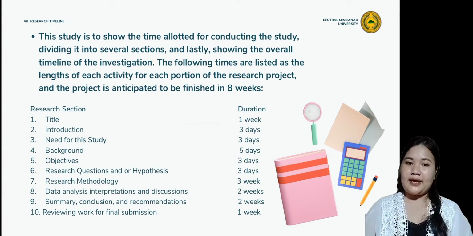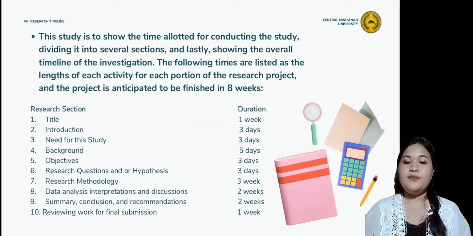Research timeline. In this part, I will show you the allotted time for conducting our study. The following times are listed as lengths of activity for each portion of the research project. The study was anticipated to be finished within 8 weeks. So here, we can see the list of research sections and their durations.